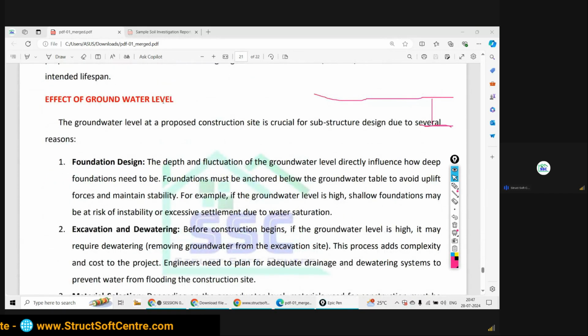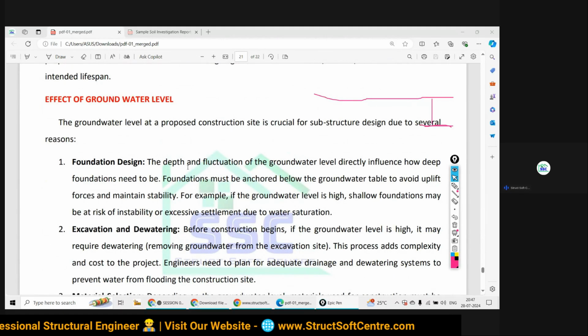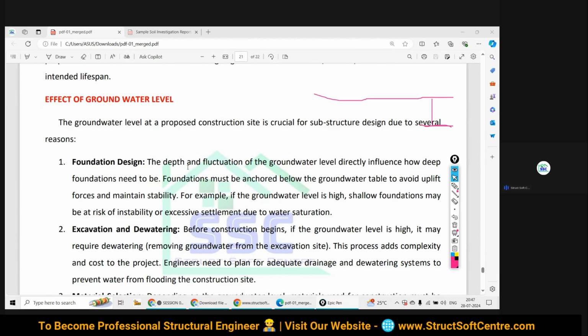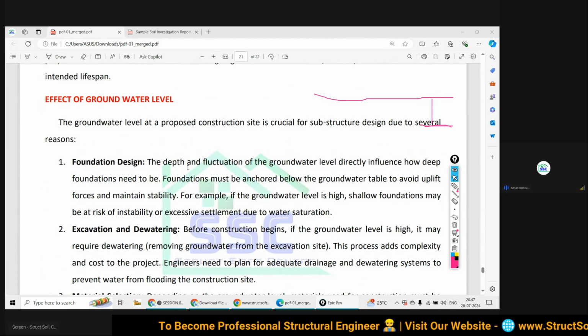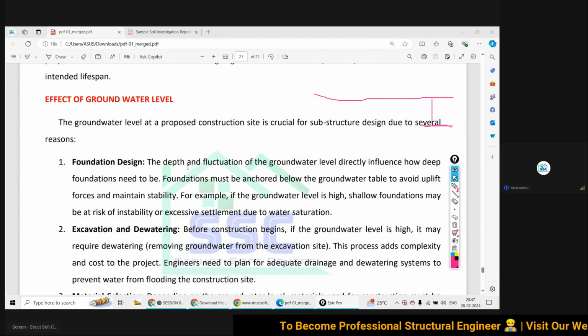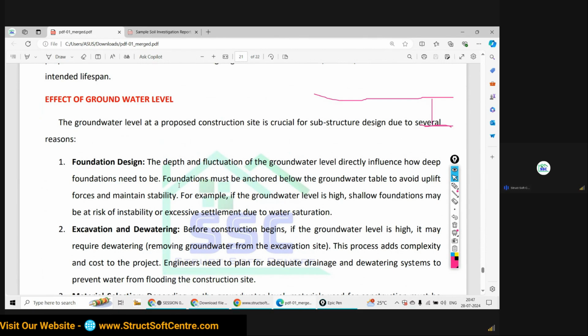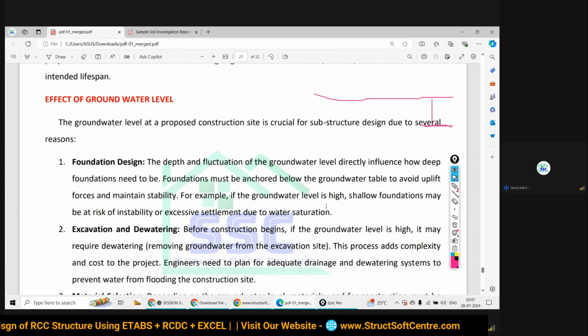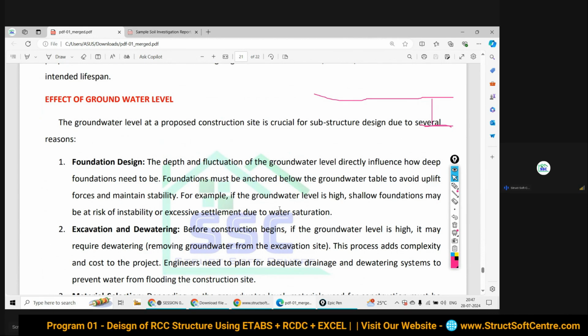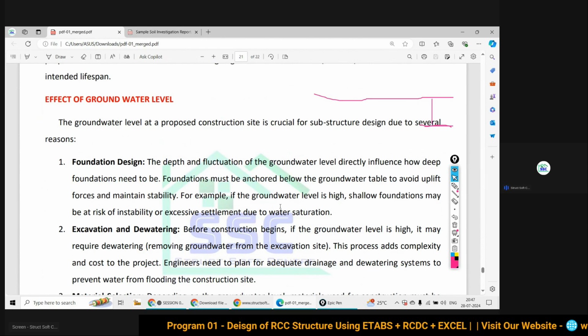Yeah, effect of groundwater level. So foundation design: suppose at the time of doing the investigation they found your water level is close to the surface. In that situation what will happen? Based on that they are recommending the type of foundation. Actually soil is having the capacity to resist the load, soil is having adequate bearing capacity, but due to the presence of the water level close to the ground surface, what problem will be there? And due to that problem what type of foundation is going to be changed?